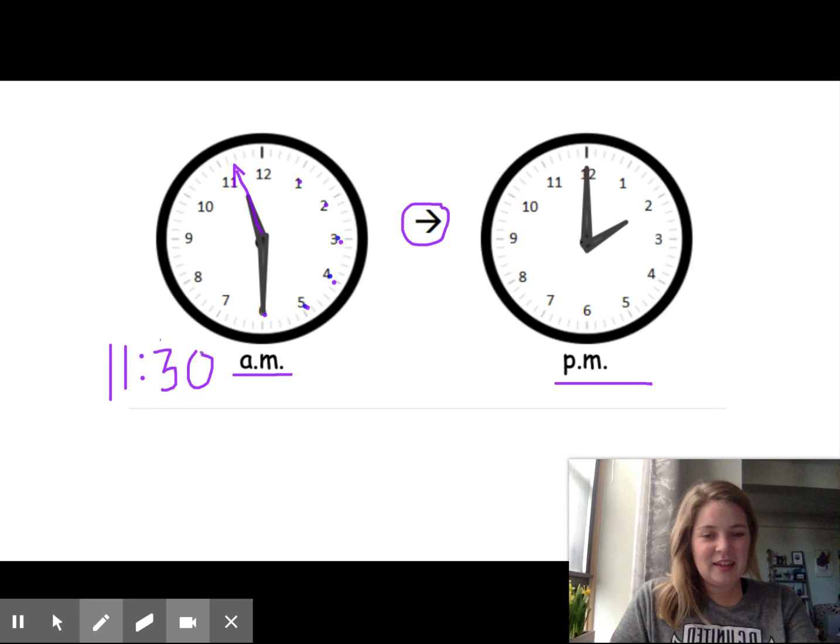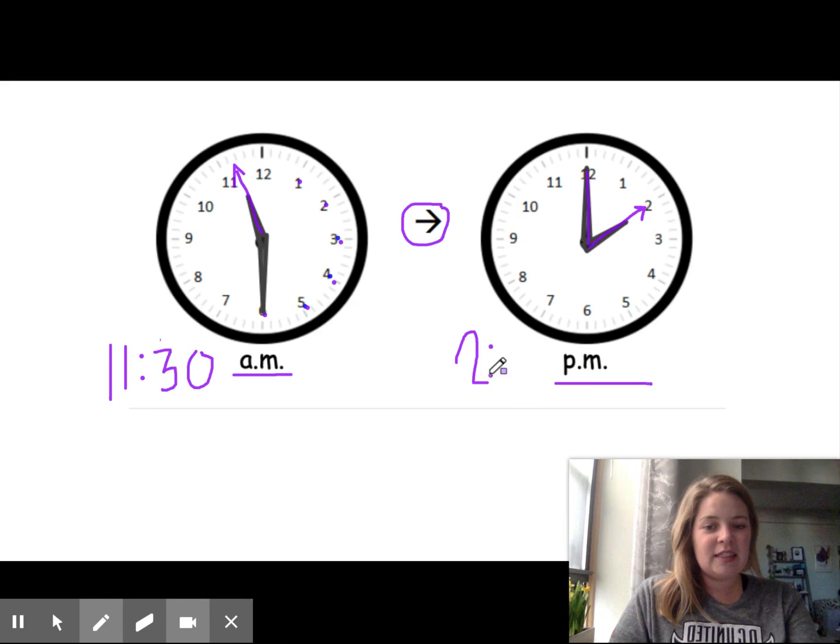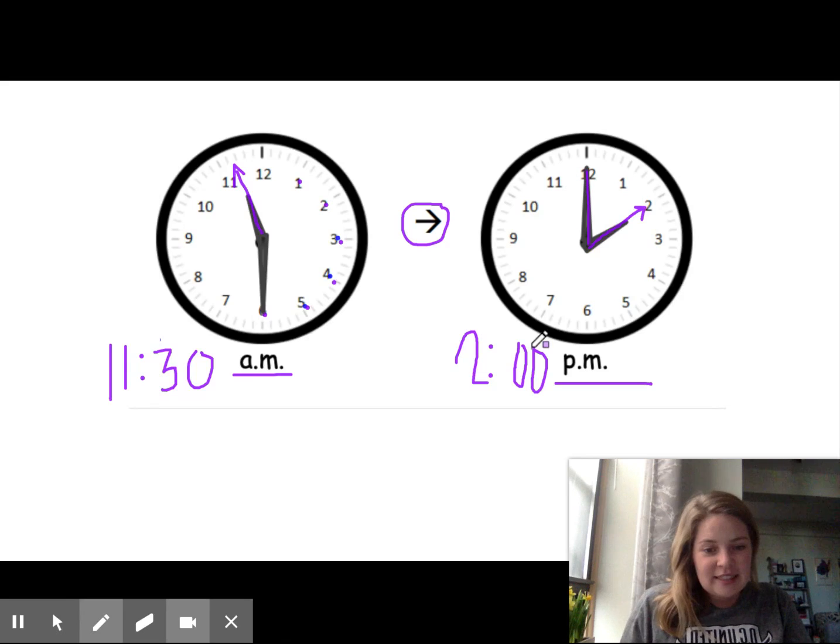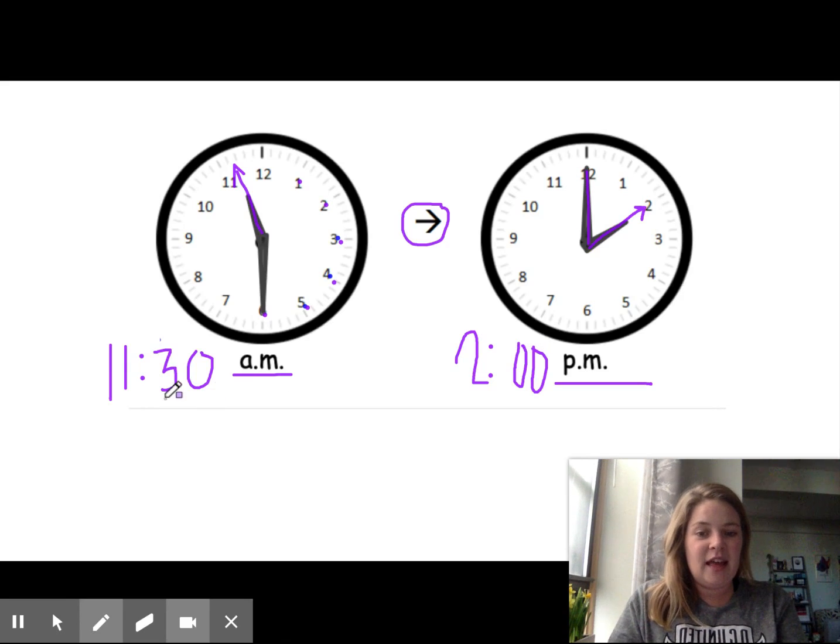Awesome. Let's try this clock. This clock, the hour hand is pointing directly at the number 2. So it's 2 o'clock. And let's see the minute hand. Oh my gosh, it's on the 12. And if it's on the 12, then it is exactly 2 o'clock. It's at 0. Now we need to identify the difference between 11:30 and 2.